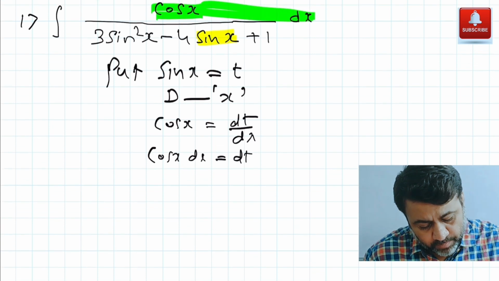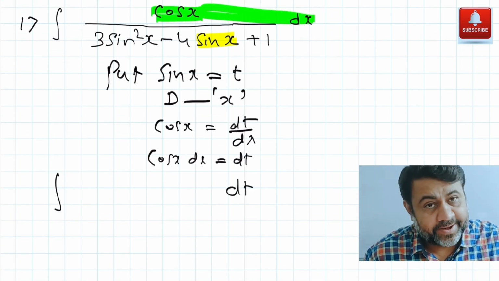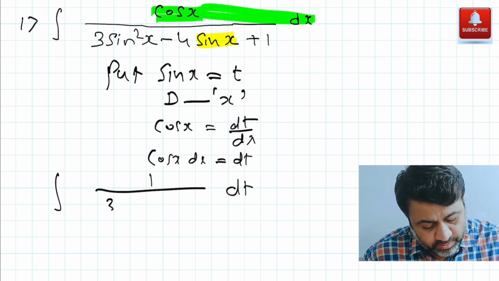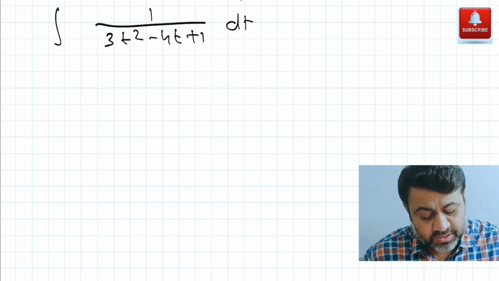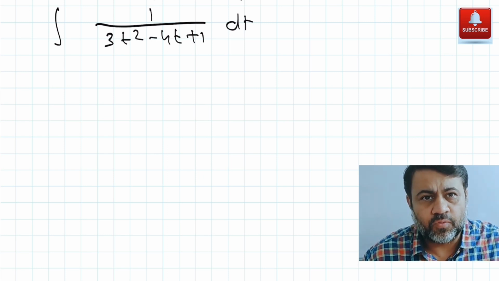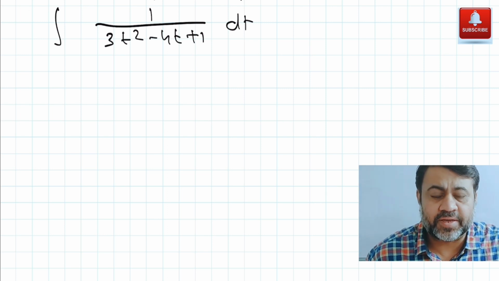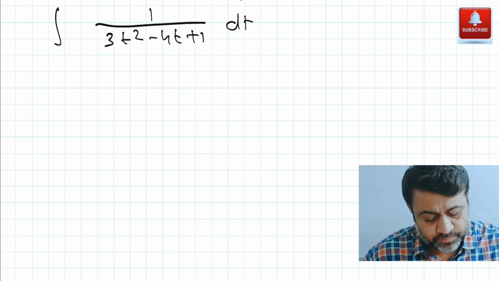Observe what is going to happen here. So we have this, I'll write entire cos x dx as dt. So we get 1 by 3t square minus 4t plus 1. Now this is a special integral type question. So what we need to do here is we need to make it a perfect square, then apply the formula 1 by x square plus a square, or 1 by x square minus a square, or 1 by a square minus x square. One of these.